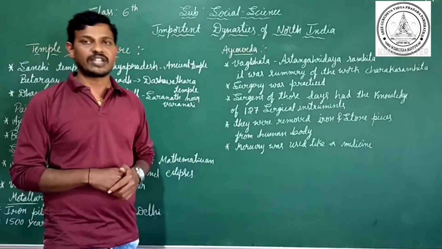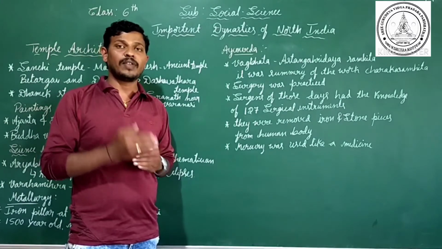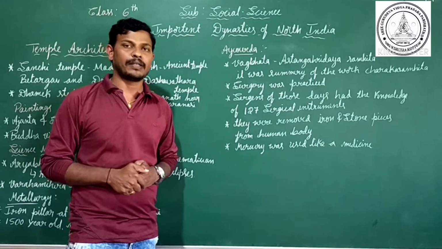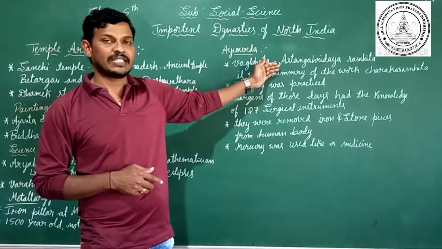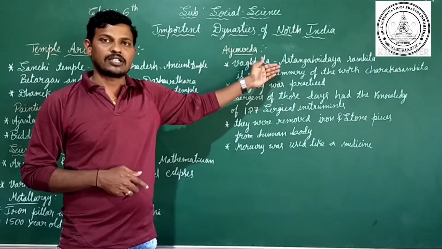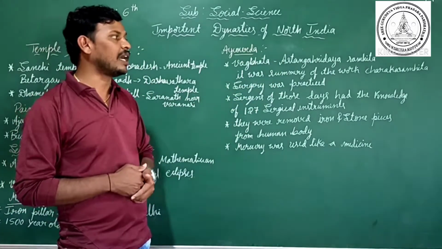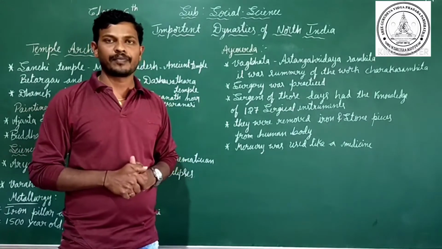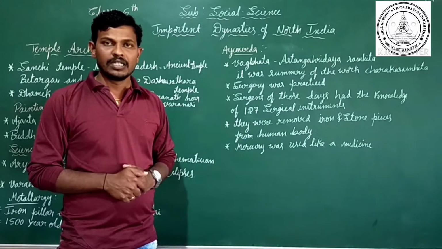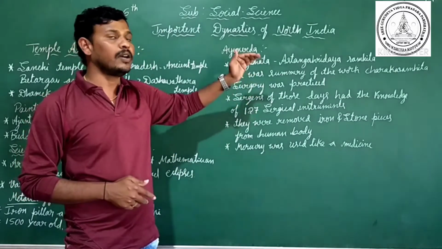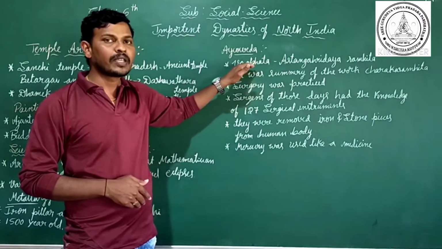It has not rusted. Like this, we found Ayurveda also. Ayurveda is also one of the important things we got from the Gupta empire, especially from Vagbhata. Vagbhata wrote Ashtanga Hridaya Samhita. This Ashtanga Hridaya Samhita was a summary of the work of Charaka Samhita. We know, students, the Charaka Samhita was written by Charaka. The summary of the Charaka Samhita we can find in the Ashtanga Hridaya Samhita. This epic was written by Vagbhata.